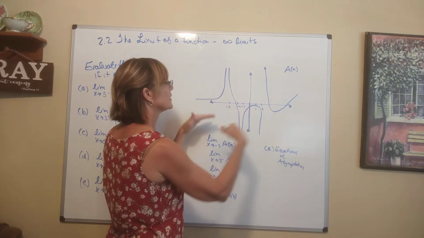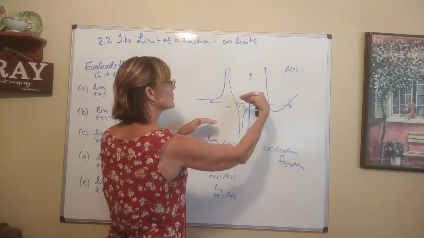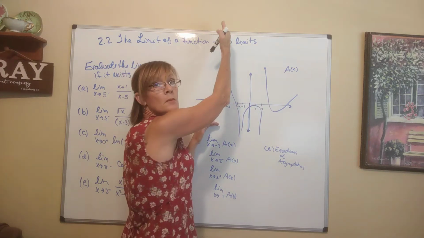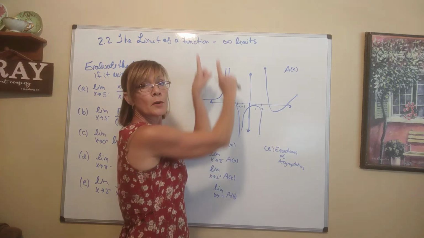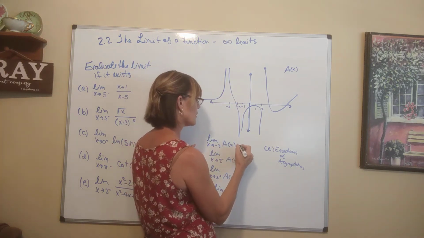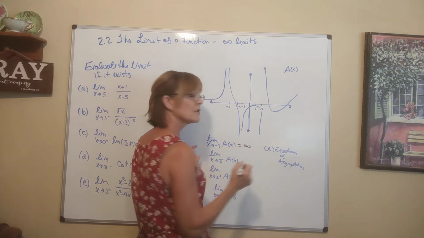On the right side of negative 3, as we get closer and closer and closer to negative 3, our function is shooting up to positive infinity. So they're both going to positive infinity. So the limit as x approaches negative 3 of a of x is equal to positive infinity.